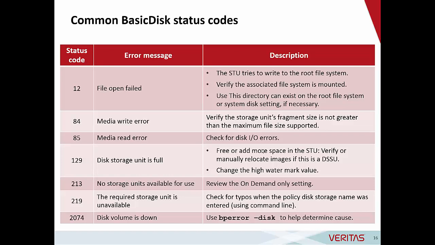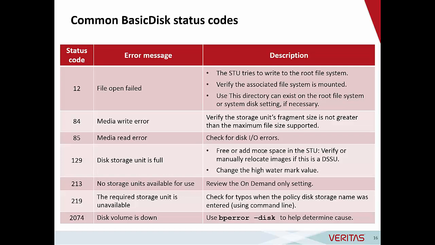Now, 84s or 85s are write errors and read errors. So I'd usually see an 84 on a backup, an 85 on a restore, and of course I have to consider physical issues, that the disk may have gone bad. I also can look for configuration issues. With the 84s, make sure that the fragment size in the storage unit is not greater than the maximum file size the file system supports.